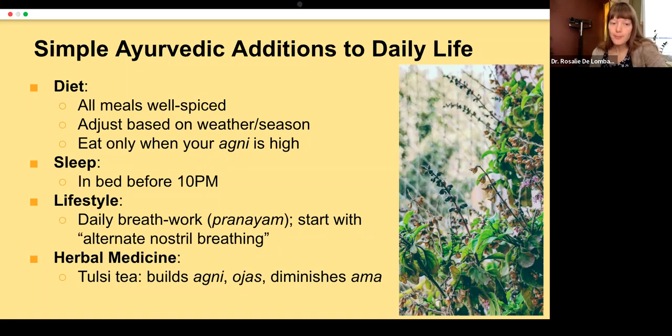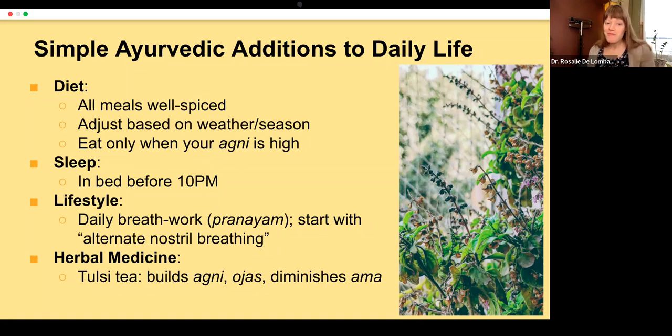Lastly, in terms of diet, is to eat only when your Agni is high. Okay, so you can assess where your Agni is on a daily basis. And if it's low, give your body a break. Give yourself a couple hours of a fast, ultimately, because if your Agni is not high, we're building up Ama, which is that toxic load.